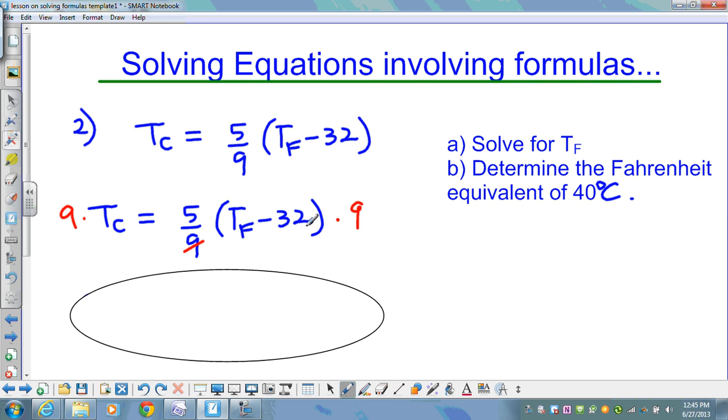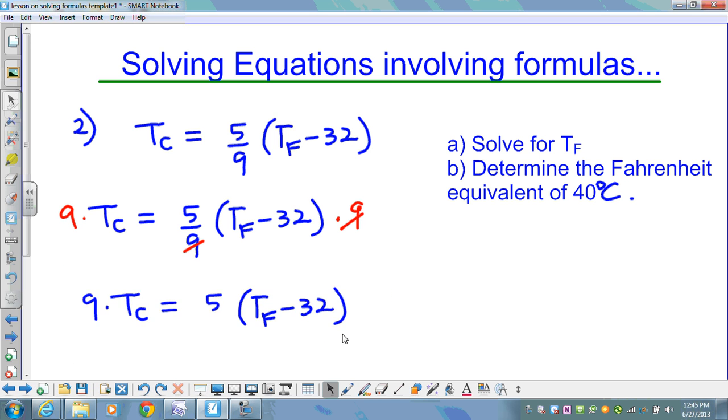So the 9's on the right-hand side will cancel because there's a multiplication between 9 and 5 9's, so they can be canceled. So what we're left with is 9 times T sub C equals 5 times quantity T sub F minus 32.